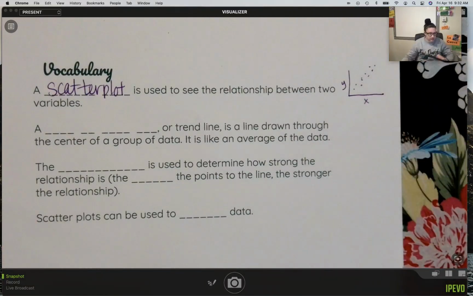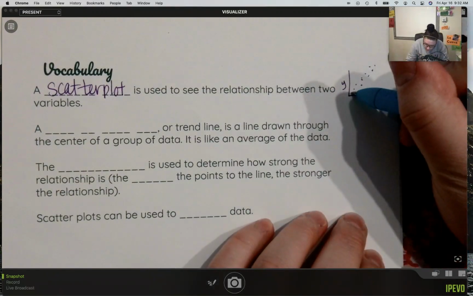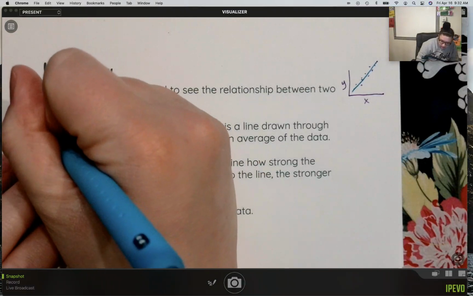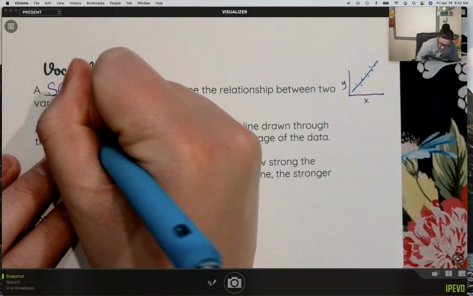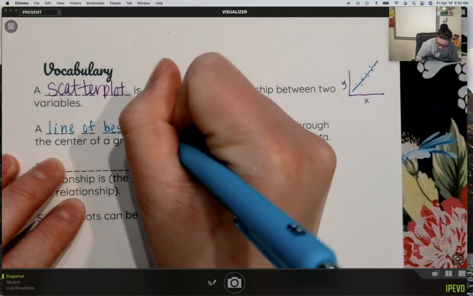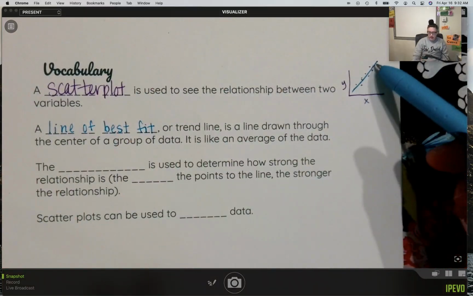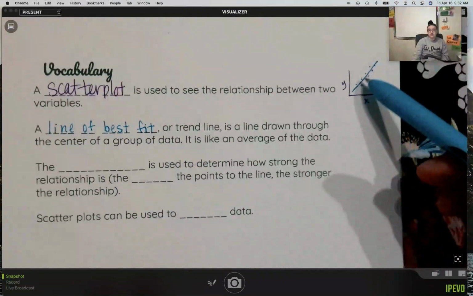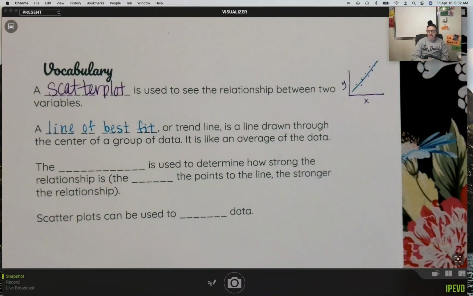Within those dots, you're going to see a line that goes through them, about through like what the middle would be. And that line is called a line of best fit. That line of best fit, it's also called a trend line, is drawn through the center of a group of data. It's kind of like an average.